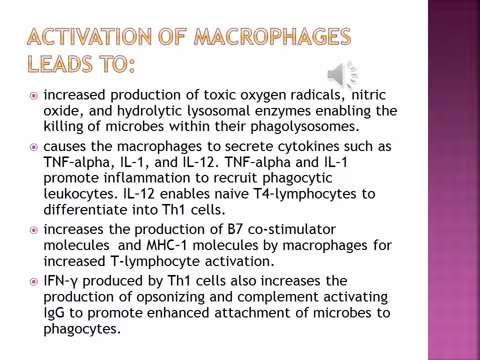Also, interferon gamma produced by T helper 1 cells increases the production of opsonizing and complement-activating immunoglobulin G to promote enhanced attachment of microbes to phagocytes.